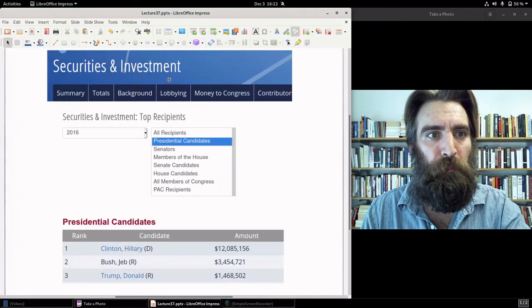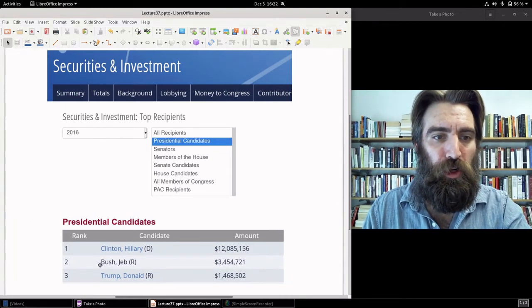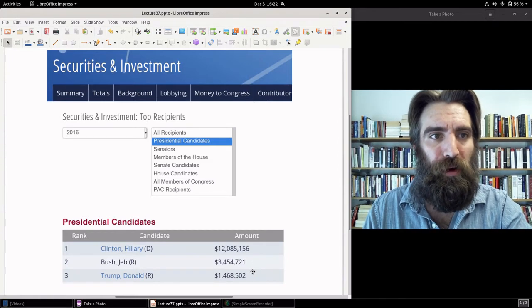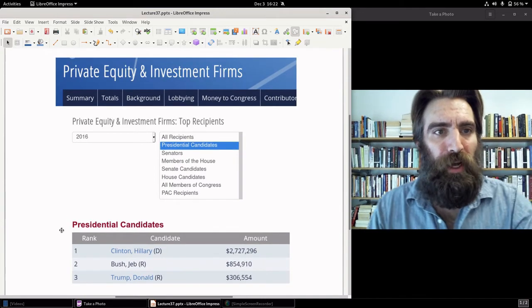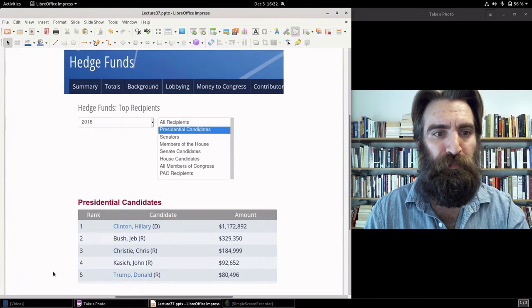And you look at this, securities investment. Trump didn't even beat Jeb Bush. Jeb Bush outraised Trump among securities and investment. Look at Clinton, over 12 million. Commercial banks. There's Trump, number 3. Jeb Bush, still number 2. Guess the banks like Jeb. Private equity and investment firms. Hillary Clinton, easily. Trump is 3rd place. Hedge funds. Trump's 5th place.